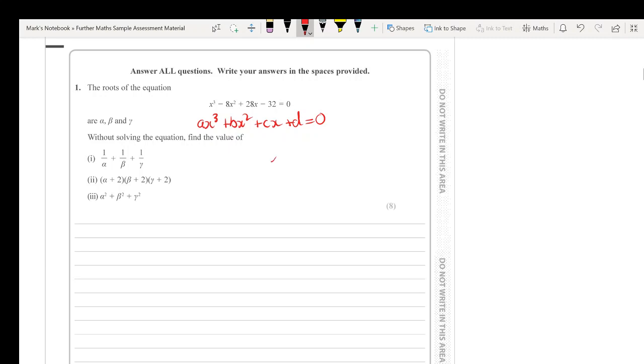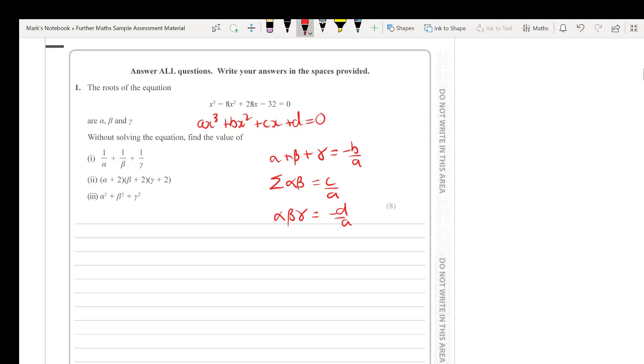If you do alpha plus beta plus gamma, that's the same as saying minus b over a. That's the sum of the individual roots. The sum of the product of the roots, so the pairs, which is often written as sum of alpha beta, but it actually means alpha beta, alpha gamma, and beta gamma, is given by c over a. And the product of the roots, so alpha beta gamma, is given by minus d over a.